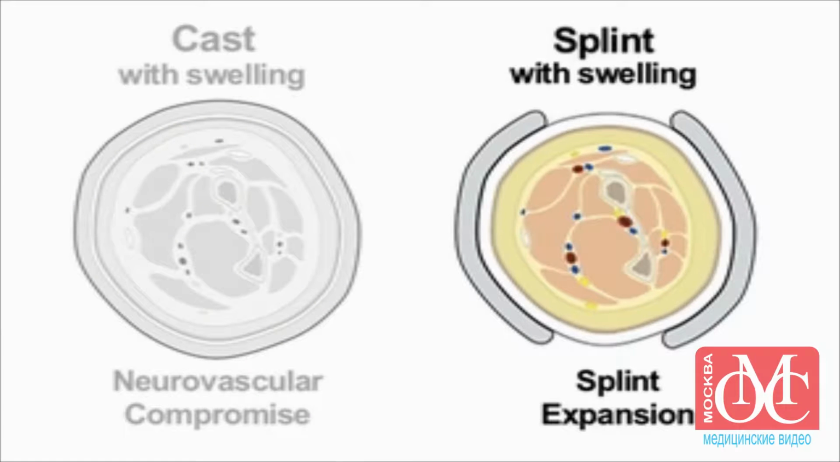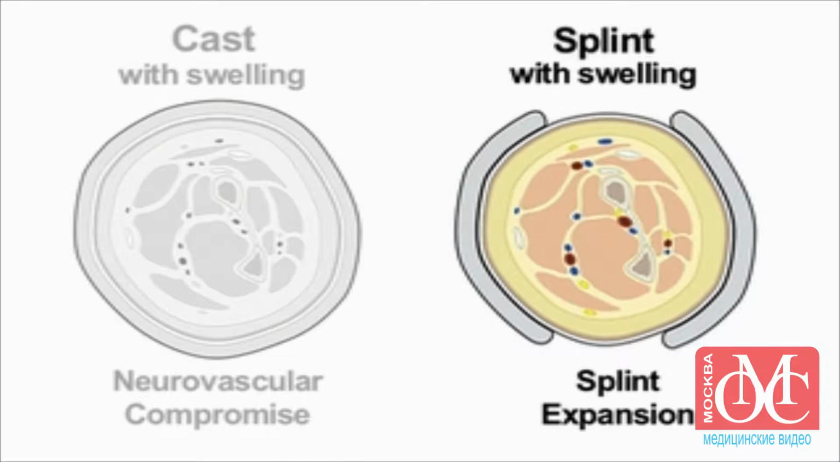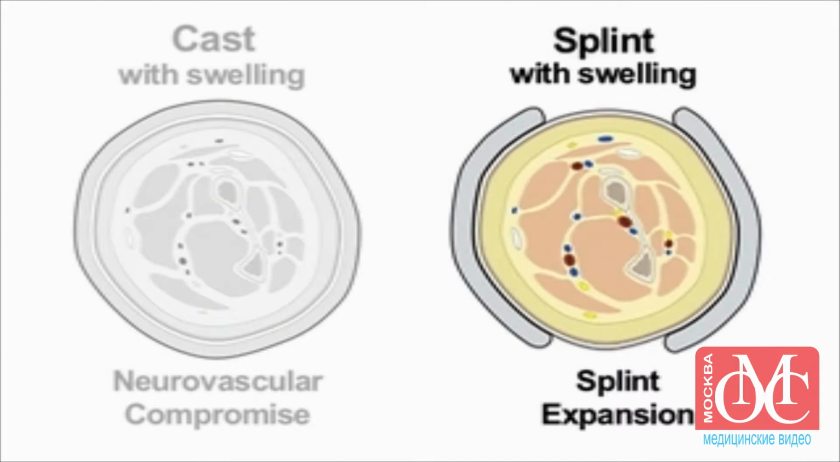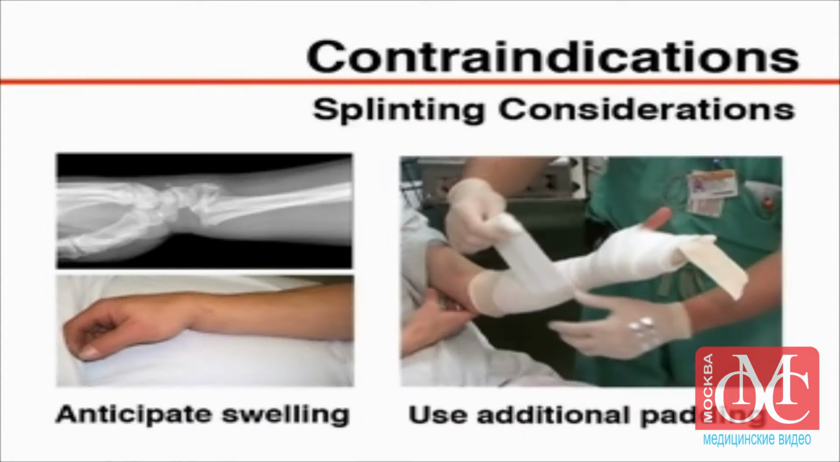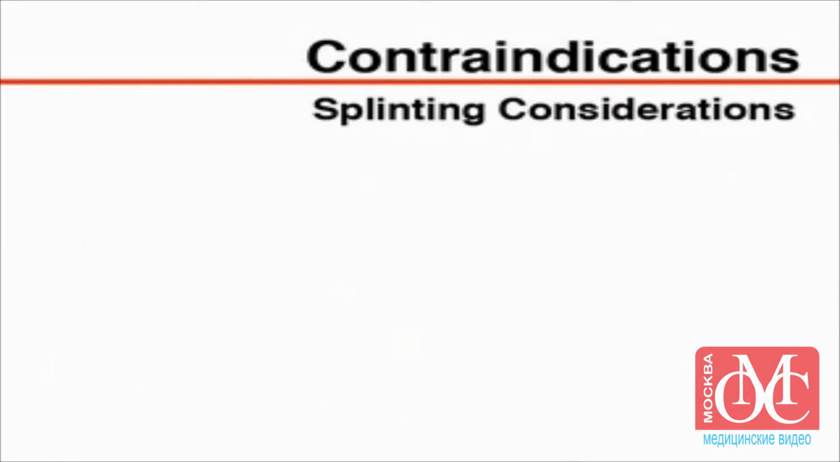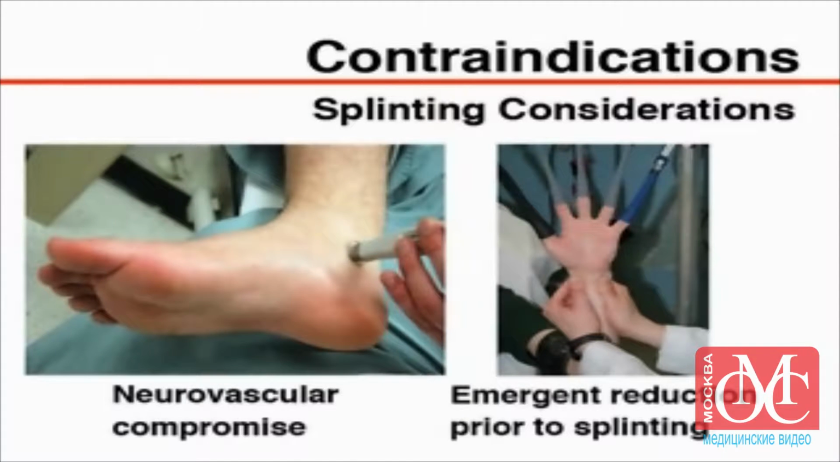Splints are an excellent alternative because they provide the necessary immobilization while allowing for the natural swelling process to occur without marked neurovascular compression. For injuries that are prone to severe swelling, even a splint can become restrictive as the swelling increases. Additional padding may allow room for expansion in these circumstances. The presence of neurovascular compromise at presentation mandates reduction of the injury to establish vascular perfusion of the extremity prior to splinting and definitive care.